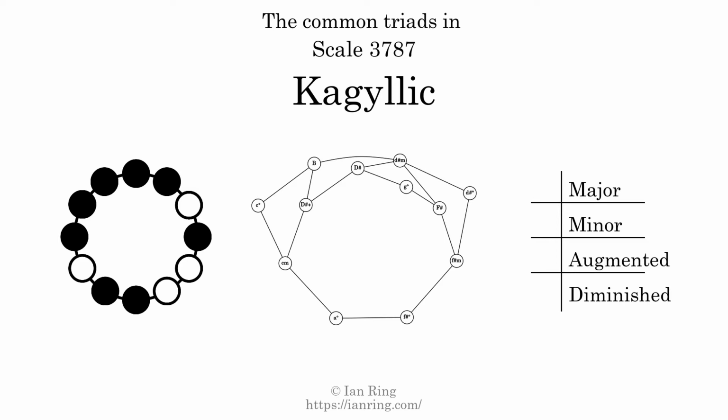Here are the common triads present in this scale. The diagram in the center is a graph of parsimonious voice leading between triads. There are 3 major triads. There are 3 minor triads. There is 1 augmented triad. There are 5 diminished triads. Here is a Hamiltonian path of parsimonious voice leading that uses all the triads.